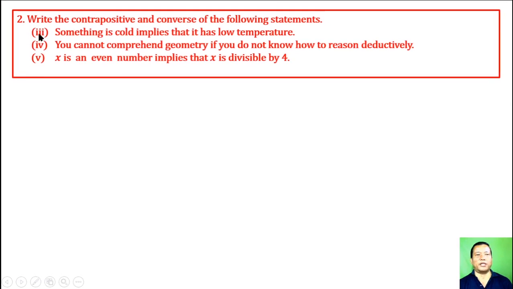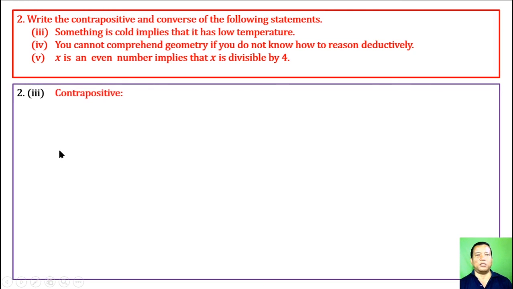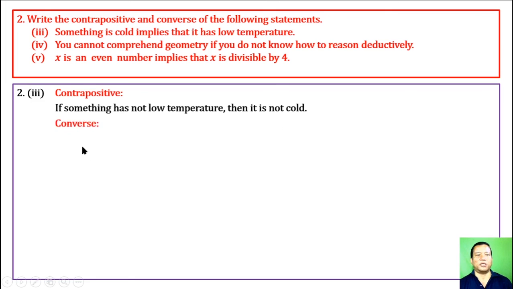Question number 2. Write the contrapositive and converse of the following statements. Roman number 3. Something is cold implies that it has low temperature. Its contrapositive is: if something has not low temperature, then it is not cold. Its converse is: if something has low temperature, then it is cold.